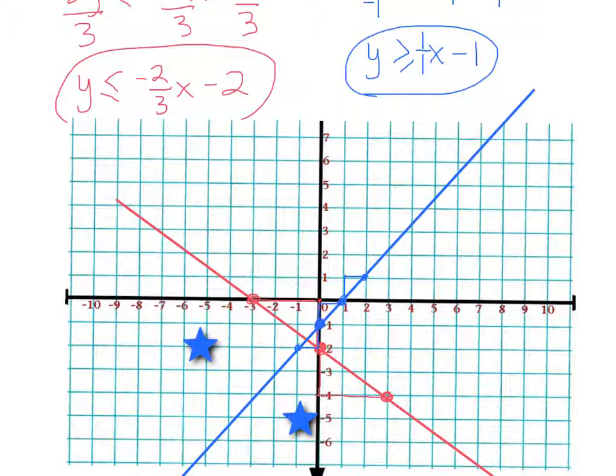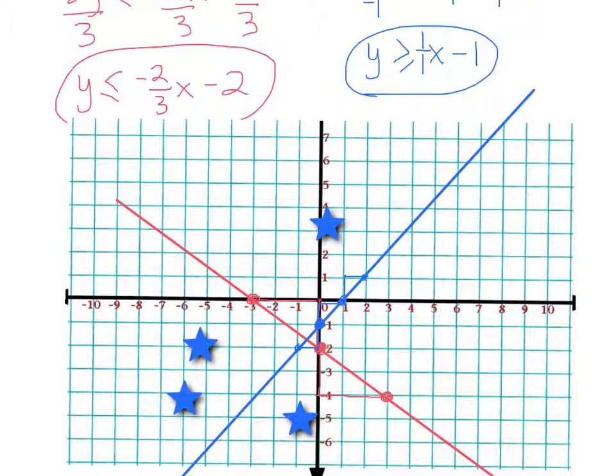Now, let's put a star where I would have shaded for the blue line as well. Here's my blue line. Does the inequality tell me to shade above or below? Above, because it's greater than. So here's my blue line. I'm going to shade above it. So here's one area above it and here's the other. So let's put a star in both, there and there. And then you just ask yourself, where is the double shaded region?